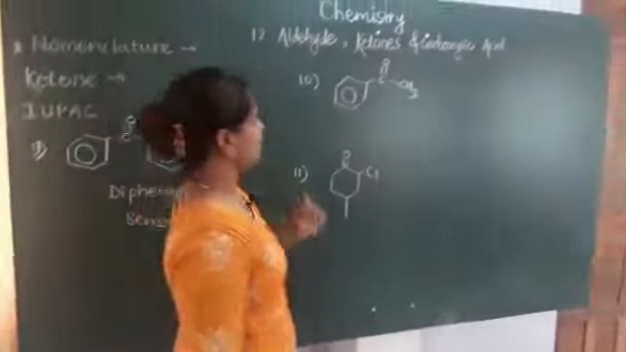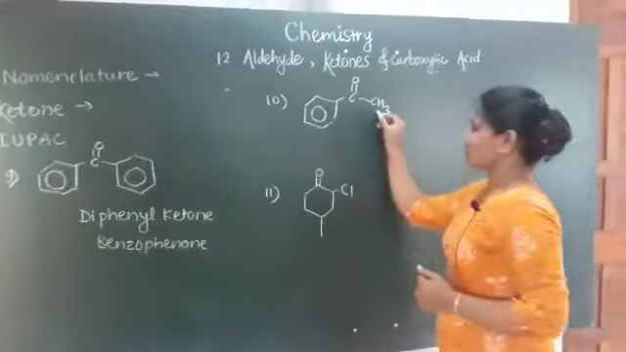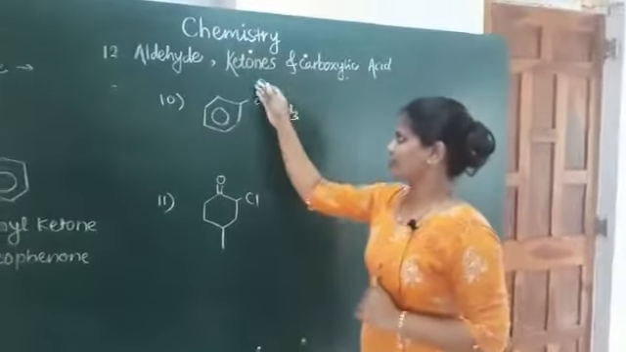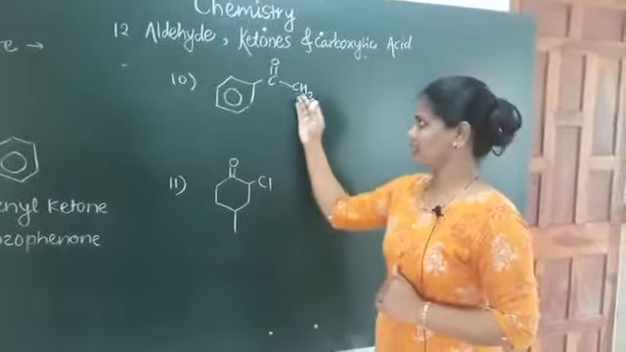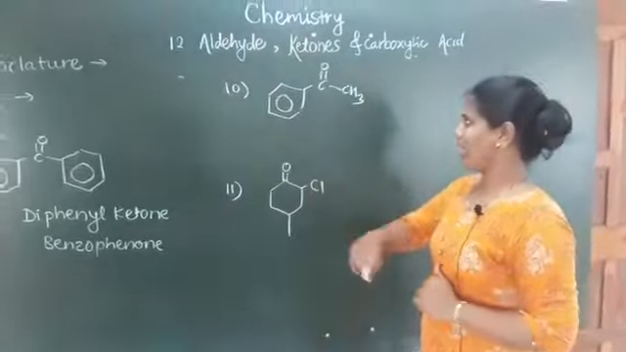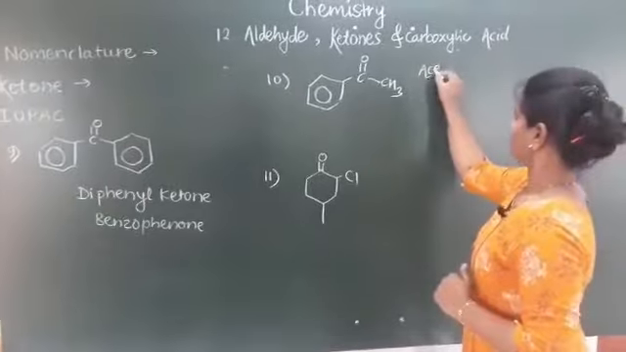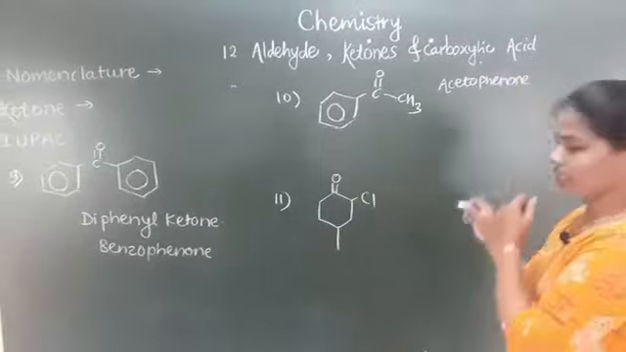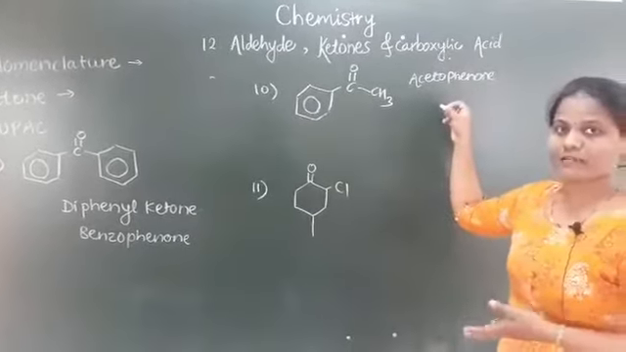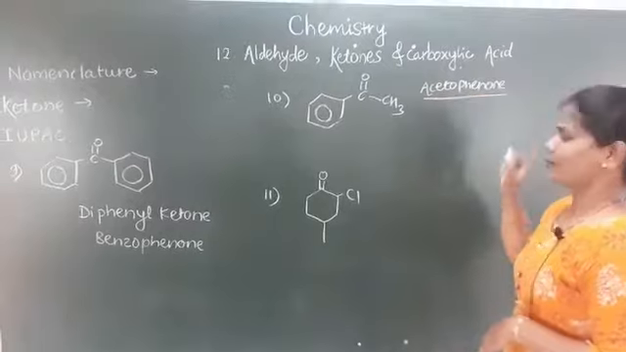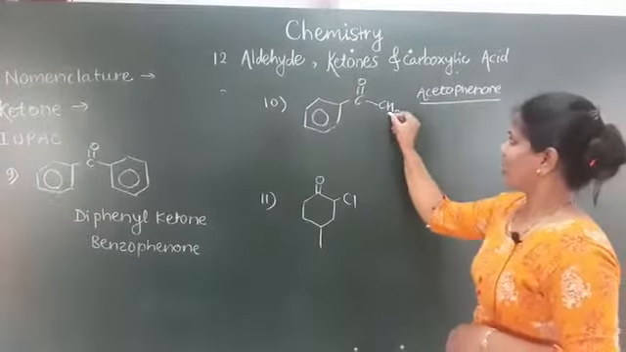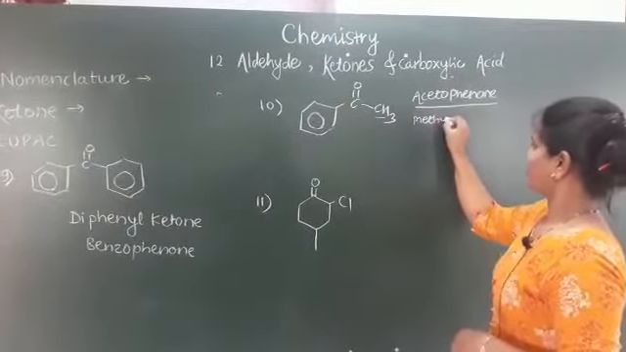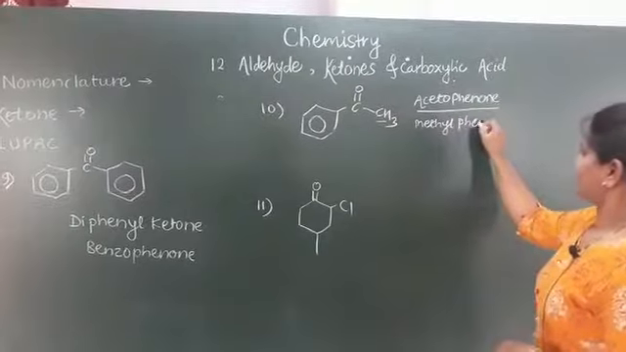Next, the 10th example we will see. This is an example of a mixed or unsymmetrical ketone, because on either side of the carbonyl group different groups are attached. Here one is an alkyl group and this one is an aryl group, and this is acetophenone. Now this acetophenone is the common name, and this is also accepted by the IUPAC as the IUPAC name, and the other common name is methyl phenyl ketone.